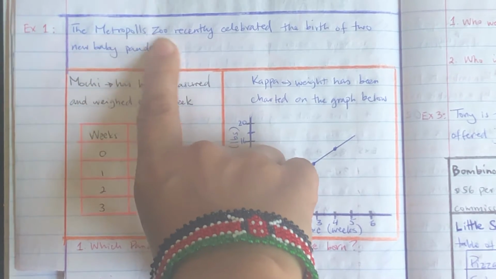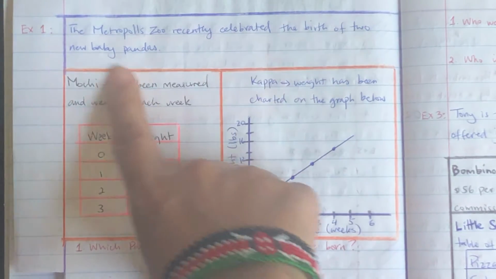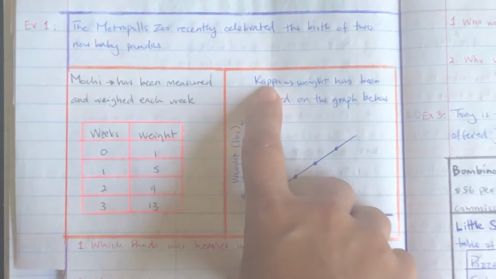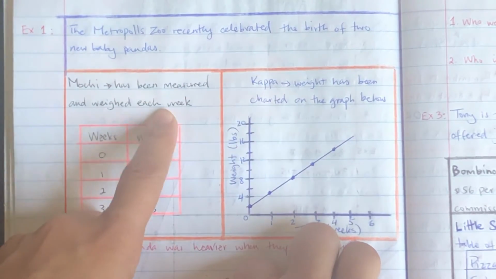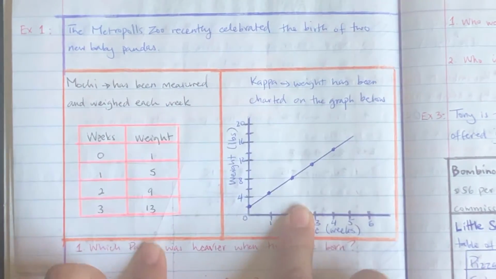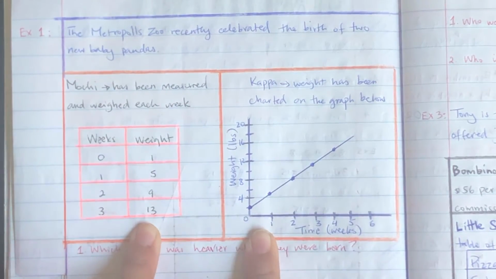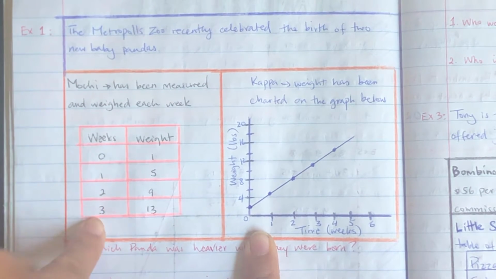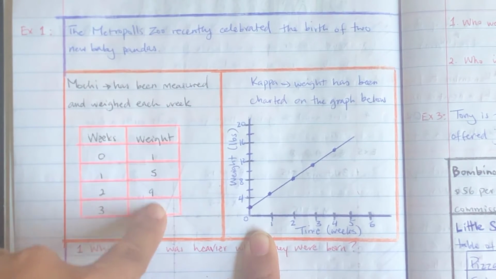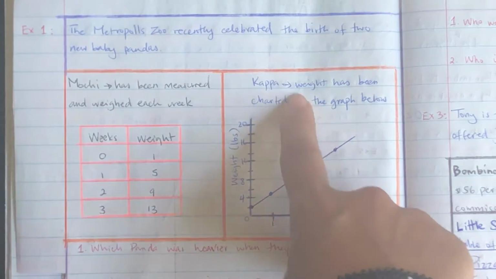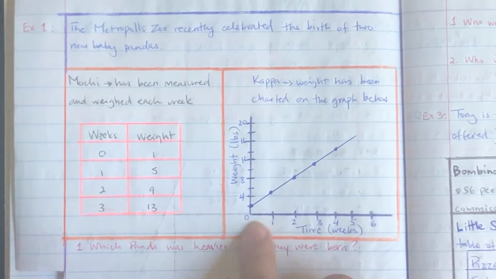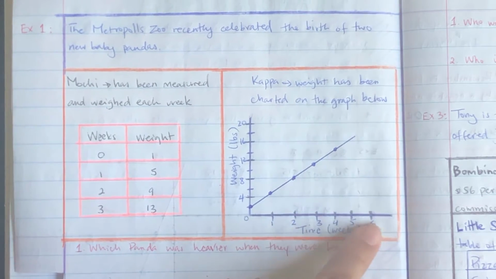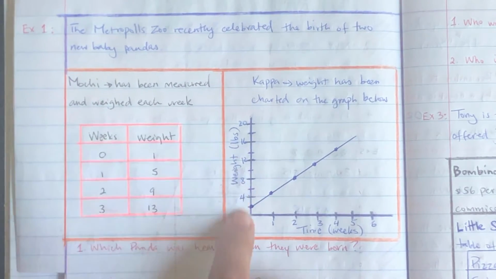The Metropole Zoo recently celebrated the birth of two baby pandas, Mochi and Kappa. Their weights, measured and weighed each week, have been charted on the graph below. So there's two ways of representing the same exact thing. This is one panda, this is another. This is the number of weeks, 0, 1, 2, 3. This is the weight of Mochi, 1, 5, 9, and 13 in those weeks. This is Kappa, and this is the time in weeks. You can see week 1, week 2, 3, week 4, week 5, 6. And this is the weight of Kappa.